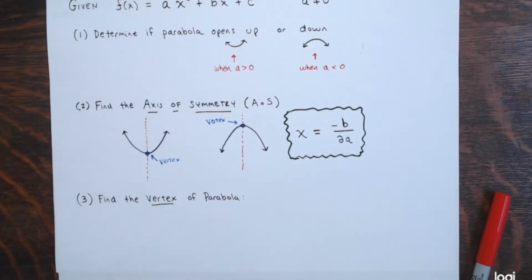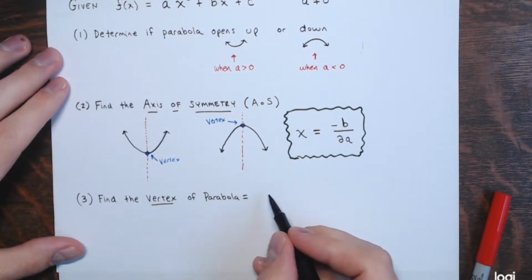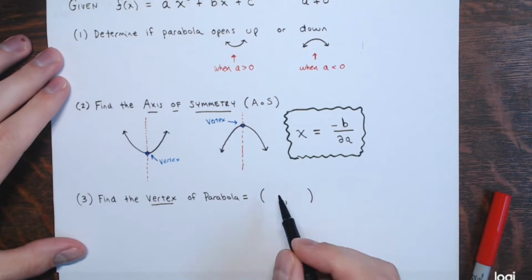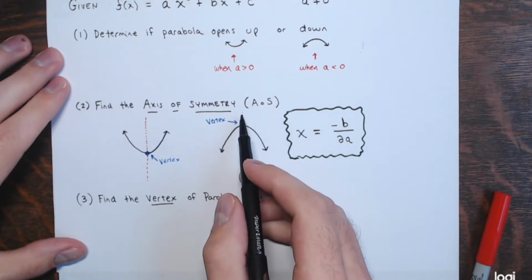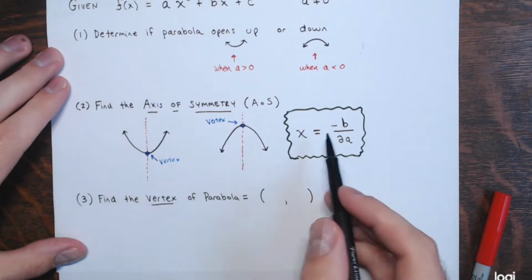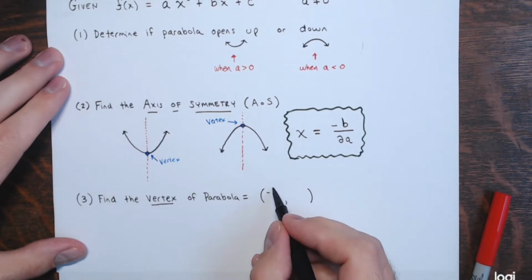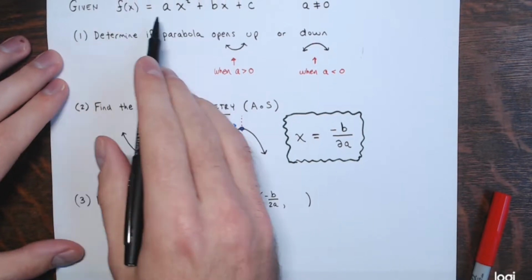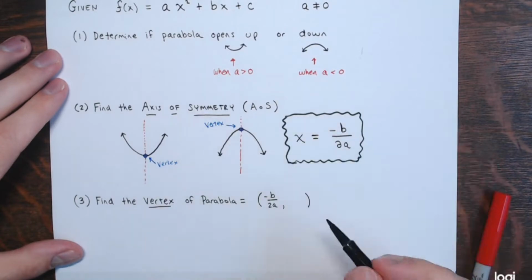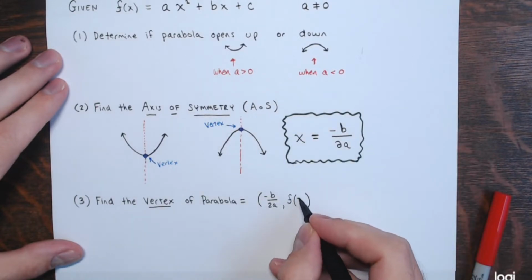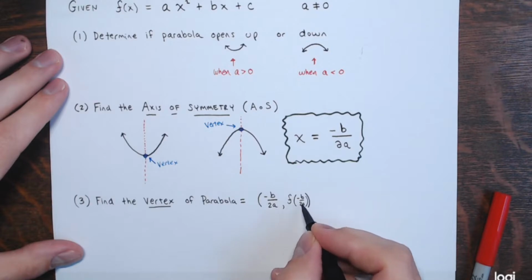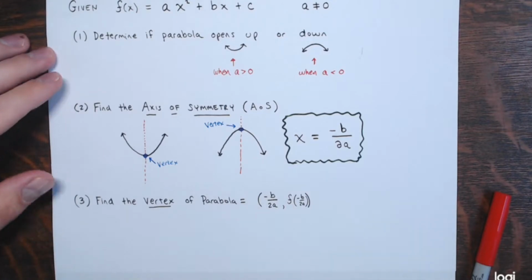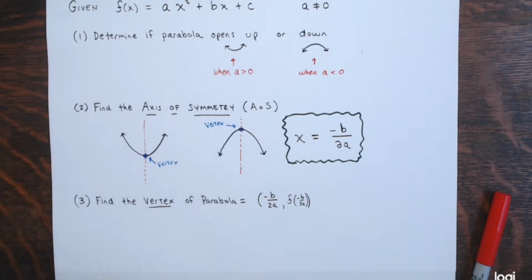Well, it's a point, right? It's a point, so it has an ordered pair. It has coordinates, an x value and a y value. The x value, since it is on the axis of symmetry, we know: it's negative b over 2a. And then I just plug this into the function and get the output, and that'll be the y coordinate, f of negative b over 2a. Sorry about the clutter there, but f of negative b over 2a, just take negative b over 2a and plug it into the function, and you'll get your vertex.